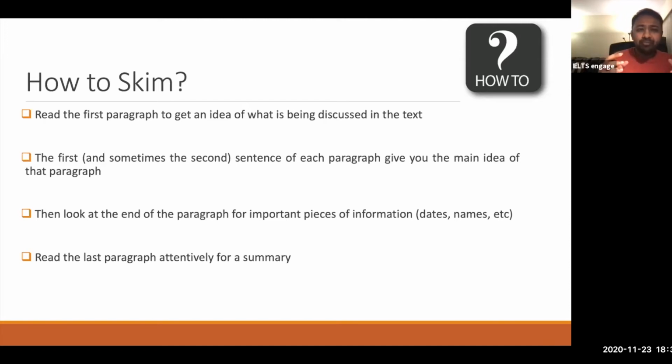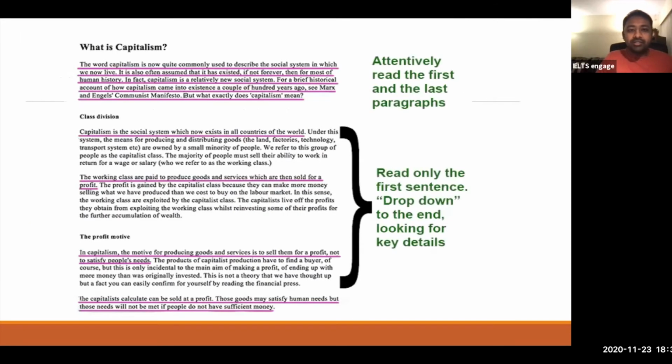You may also use a pencil to underline important pieces of information like dates and names, etc. And then, like we read the first paragraph, we read the last paragraph attentively to get a summary of the passage. Now, let's look at one quick example of how we can skim read.